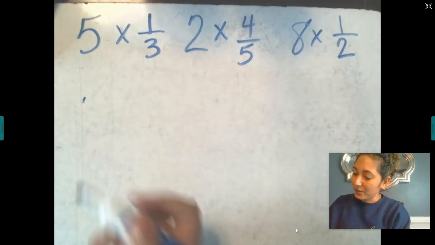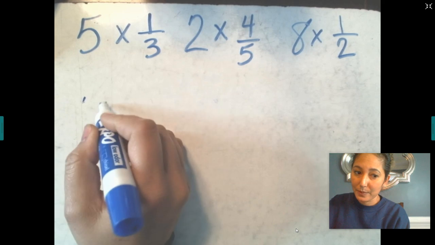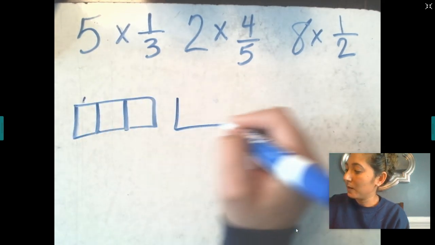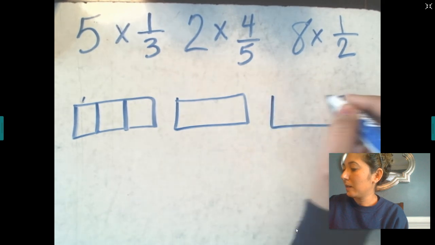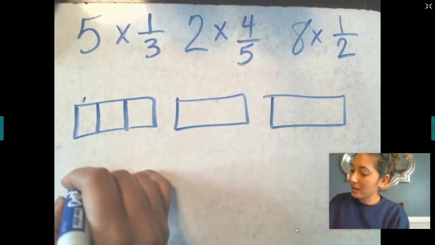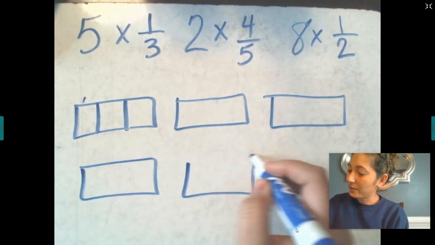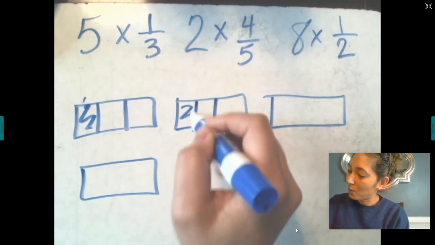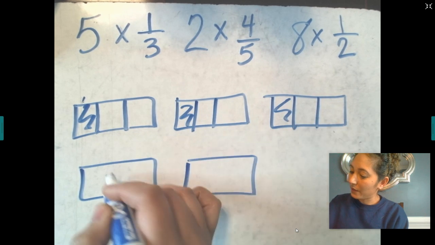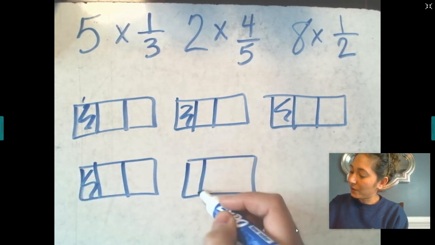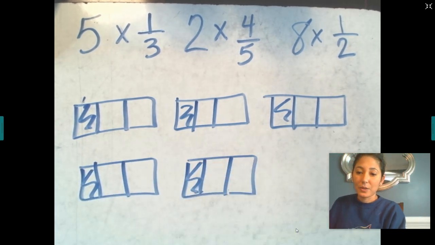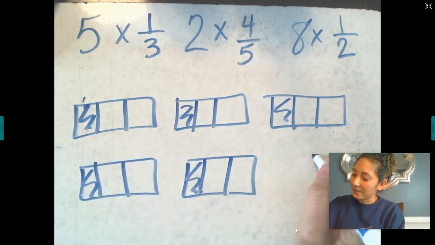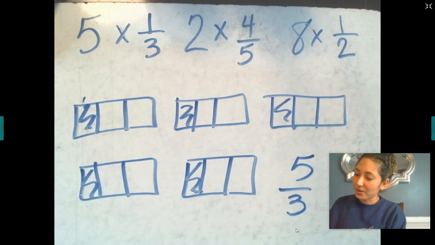Well, let's draw a picture. I should have actually started with the picture, but that's okay. So 1/3. 1, 2, 3, 4, 5. We're using those Hershey bars again. So 1/3, 1/3, 1/3, 1/3, and 1/3. And if we put those all together, 1, 2, 3, 4, 5, we get 5/3 again, which is 1 2/3.